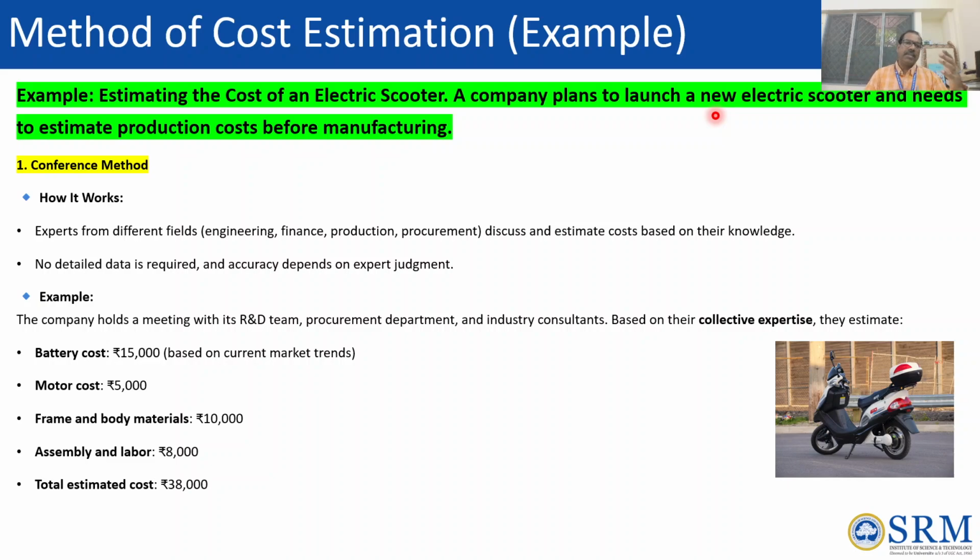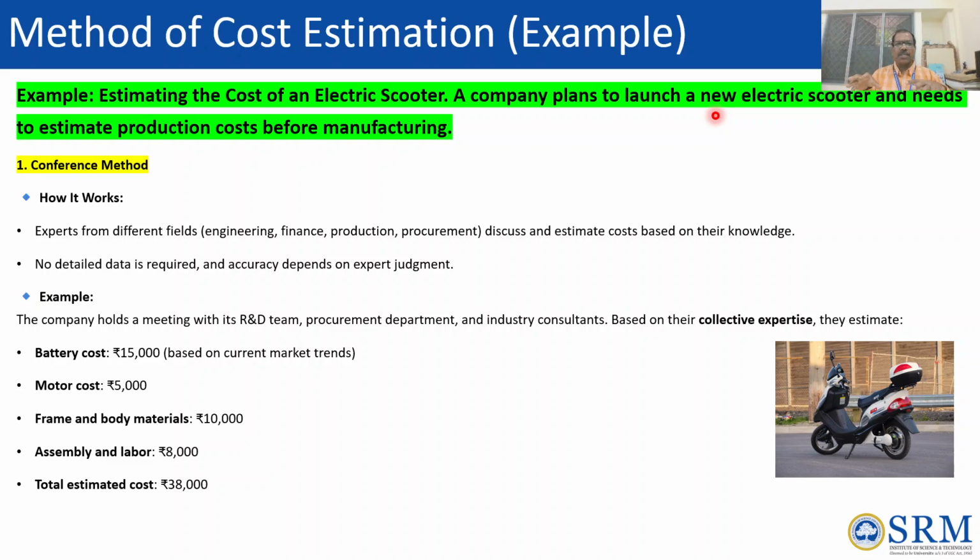Some may say like this, or some may say no, we need to buy this. Engineering people will say we need to go for this particular specification motor, then only can we achieve better efficiency. But the finance team will say no, that is too expensive. We have to go with some other alternative with compromised efficiency.